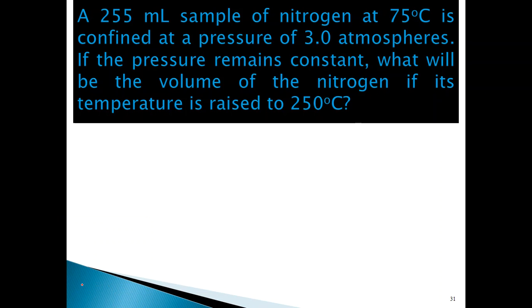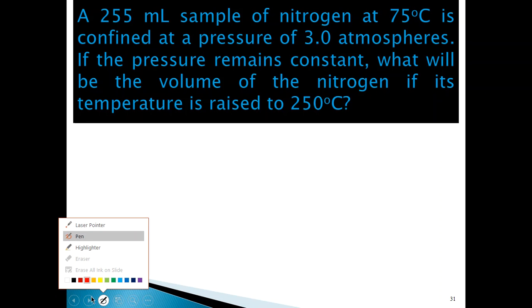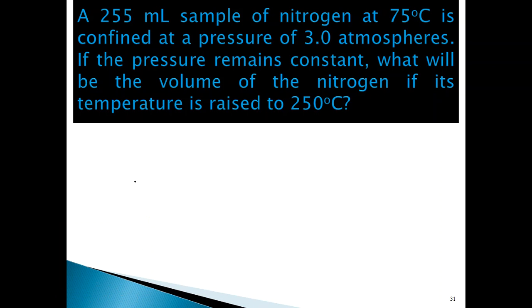So Charles's law says V1 over T1 is equal to V2 over T2. Okay, so if you want to find the new volume, which is what the question is asking for, I would multiply both sides by T2. And if I do that, I'm going to end up with V2 being equal to V1 T2 over T1.